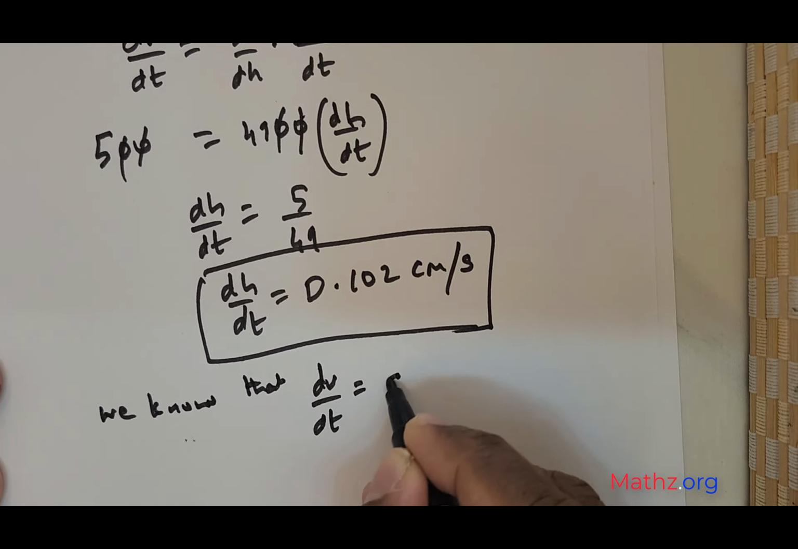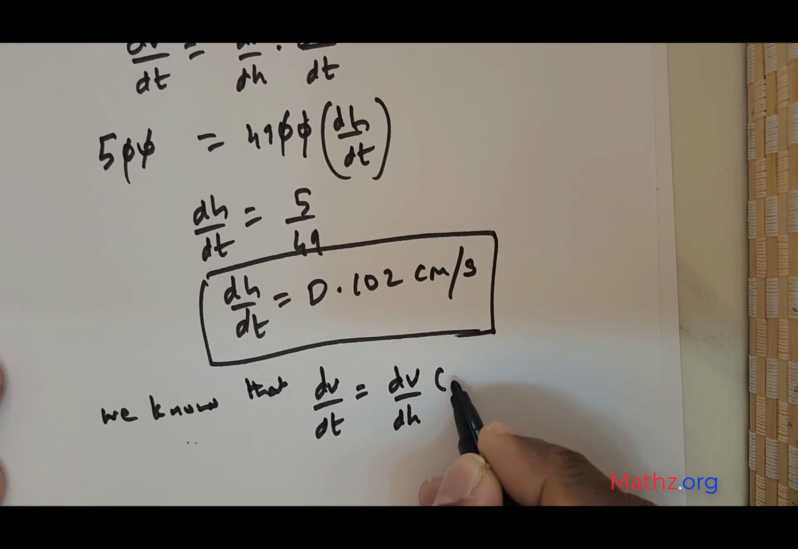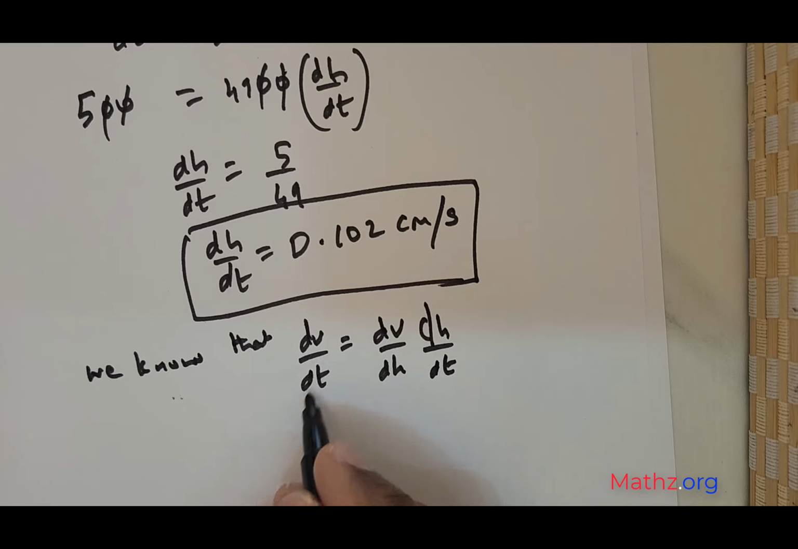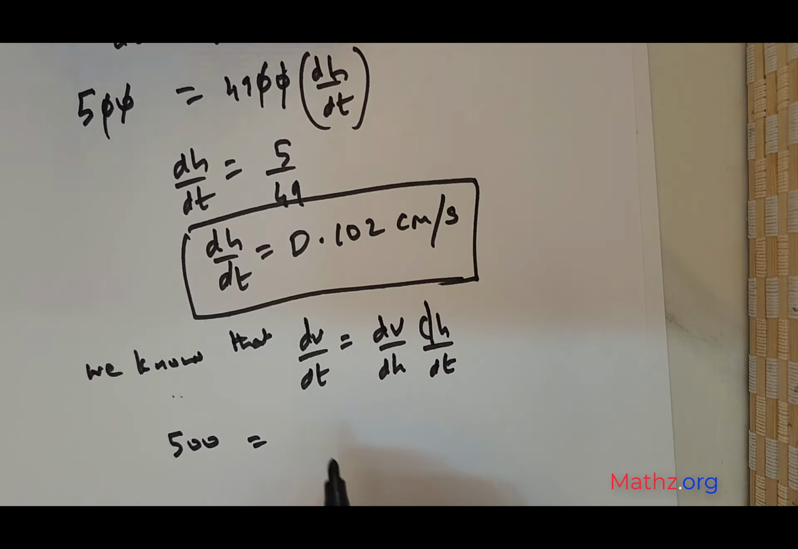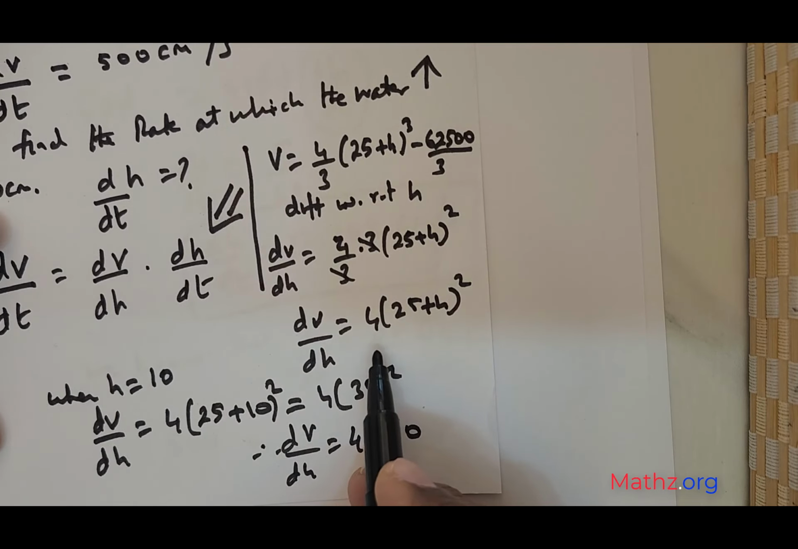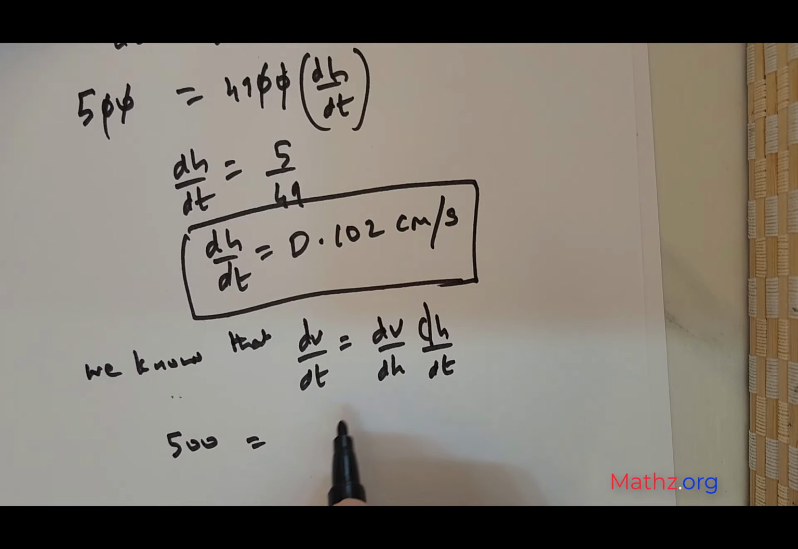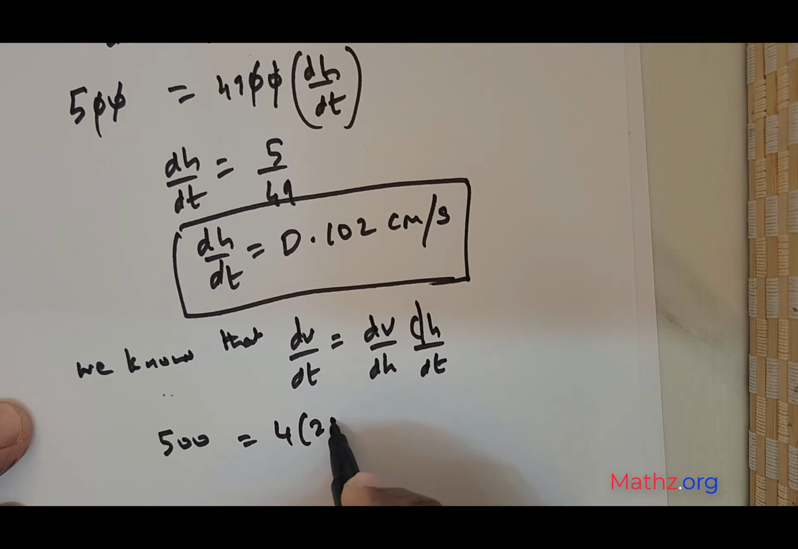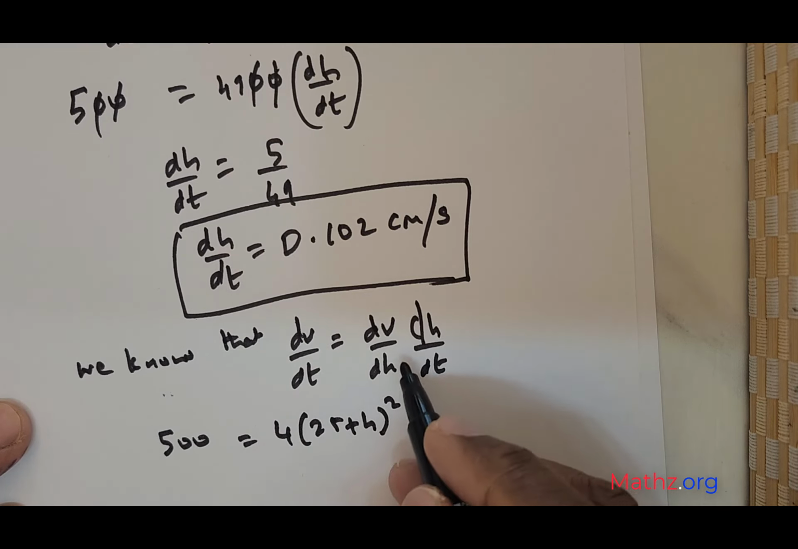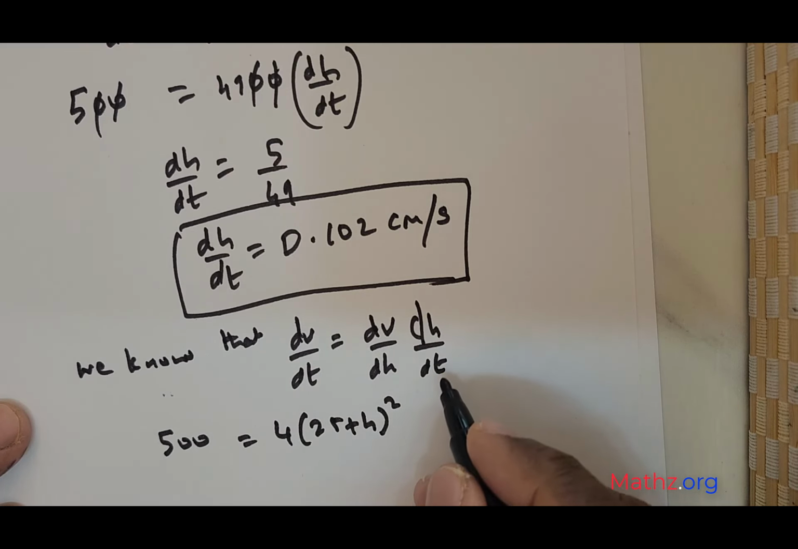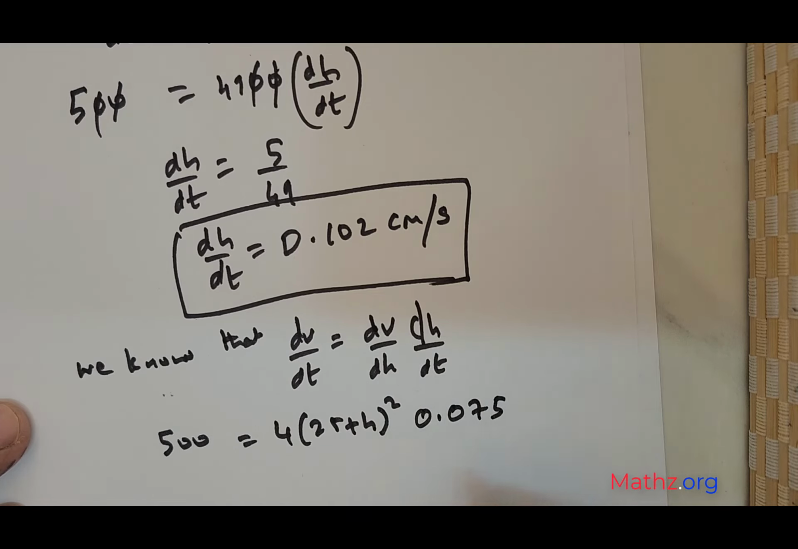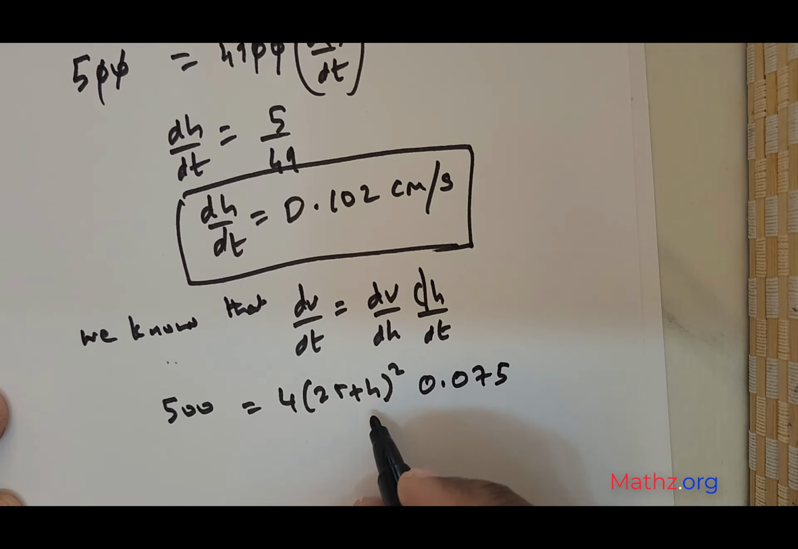dv over dt is dv over dh multiplied by dh over dt. Now dv over dt is 500. dv over dh we already have that information. We got 4 times (25 + h) raised to the power of 2, and dh over dt, this is given to be 0.075. We do not have h, so we need to extract h.